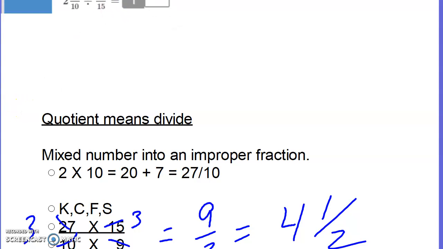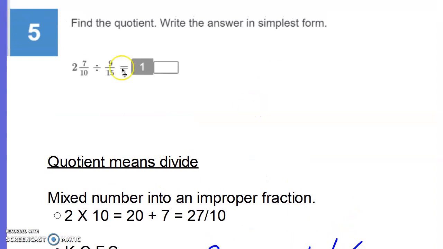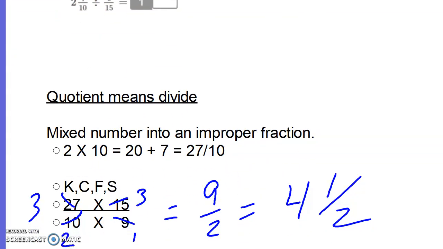Okay, number 5. We are looking at finding the quotient again. So when we're writing it, we need to change this number into an improper fraction. It's right now a mixed number. 2 times our 10 is going to give us 20, plus 7 is going to give us 27, and 10 is our bottom number. So we have 27/10, and it's going to be divided by 9/15. Well, we do our keep, change, flip. We keep our 27/10, we change it to a multiplication, and then we flip it. And again, don't forget to simplify.